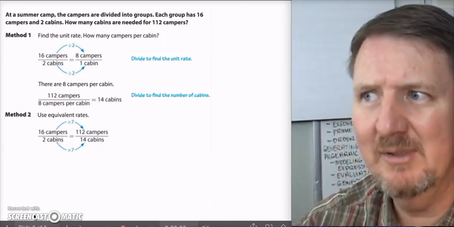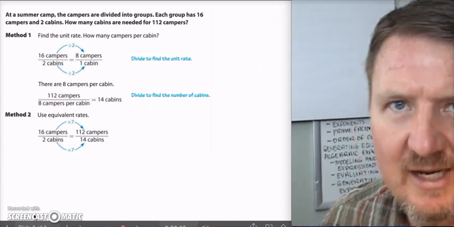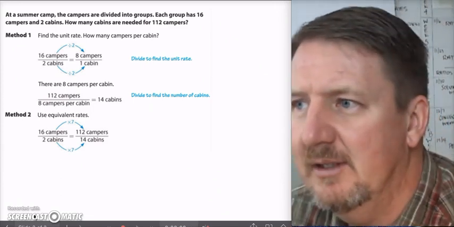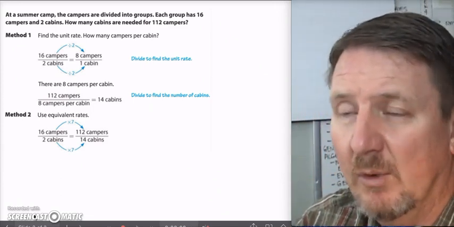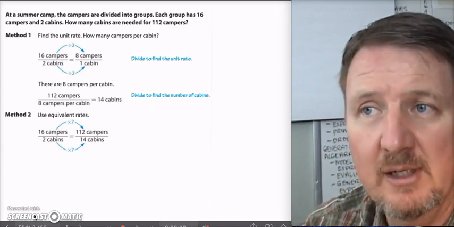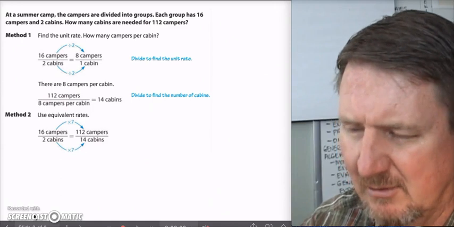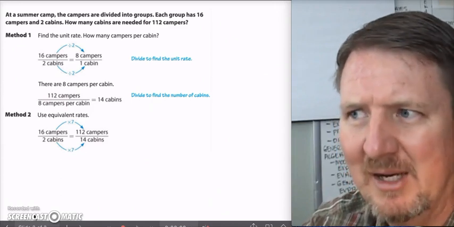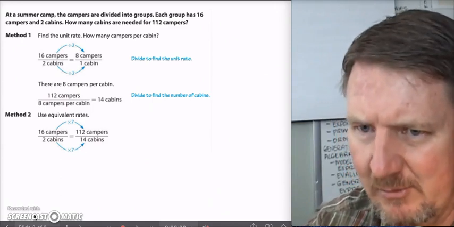Okay, so now we're going to be increasing our rate. We want to find out how many campers we can put, first of all, in 1 cabin, and then we want to find out how many cabins are needed for 112 campers. Okay, so I'm going to show you these 2 examples, and then I might kind of branch out and show you my own little example.